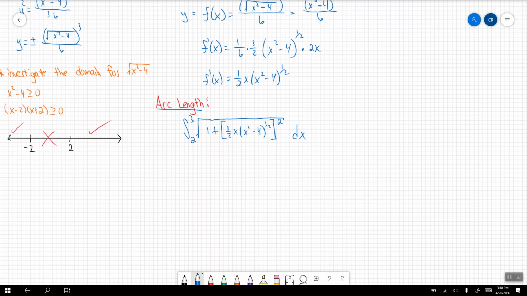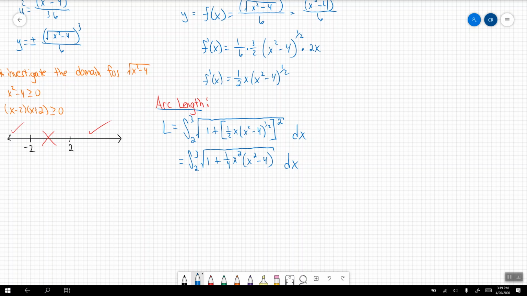All right, I know it looks kind of intimidating, but I can guarantee you now is when we actually start working with the calculus portion of it, which makes it really nice. So that's the integral from 2 to 3 of the square root of 1 plus 1/4 x squared, and the half exponent cancels there, which means we're left with x squared minus 4 as well, all inside of the square root with respect to dx. There we are.